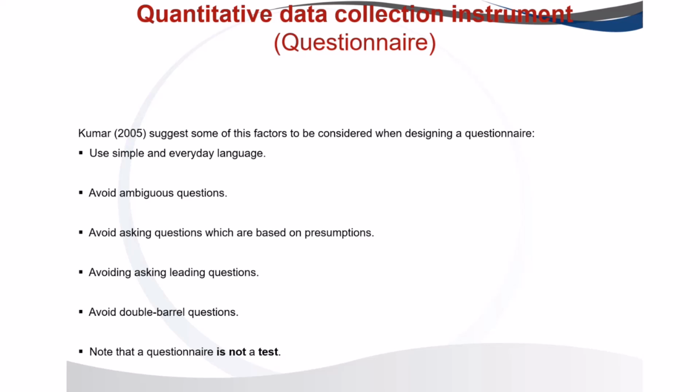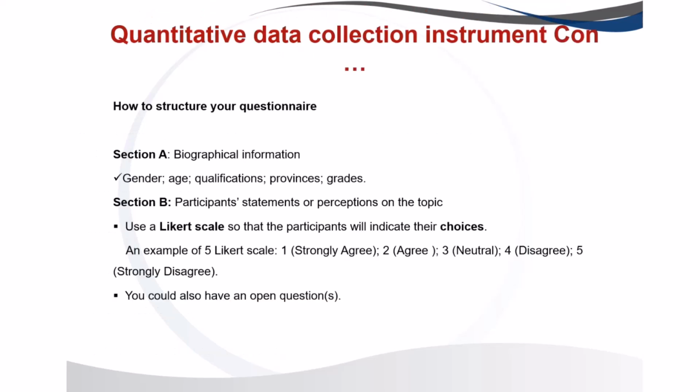I want us to look at, basically, when you look at Kuma, he always says, when you develop your questionnaire, you must use simple and everyday language. Avoid ambiguous questions or statements. We've spoken about that one. Avoid asking questions which are based on presumptions. Avoid asking leading questions. Avoid double parallel questions. Note that a questionnaire is not a test. I've spoken about that one also. So simple English, simple statements are needed.